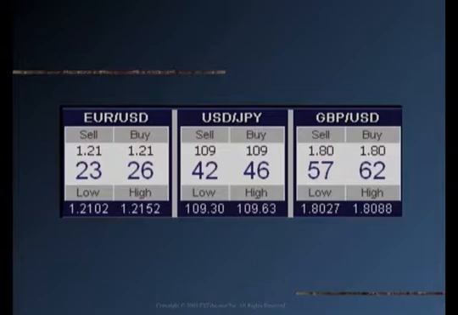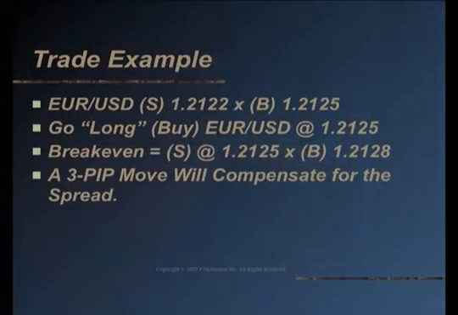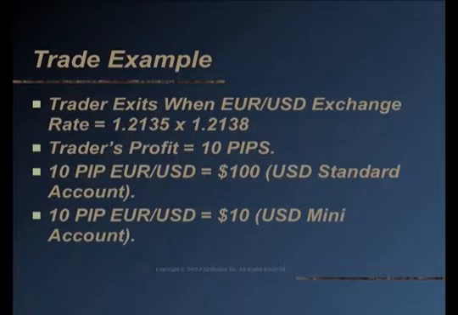1 US dollar equals 109.42 Japanese yen. 1 Great Britain pound equals 1.8057 US dollars, and so on. Let's take a look at an example of how this might work in a real trade. For example, let's assume that the Euro USD has a current sell price of 1.2122 and a current buy price of 1.2125. Let's go long the currency pair. In other words, buy the currency pair Euro US dollar, and we pay 1.2125.